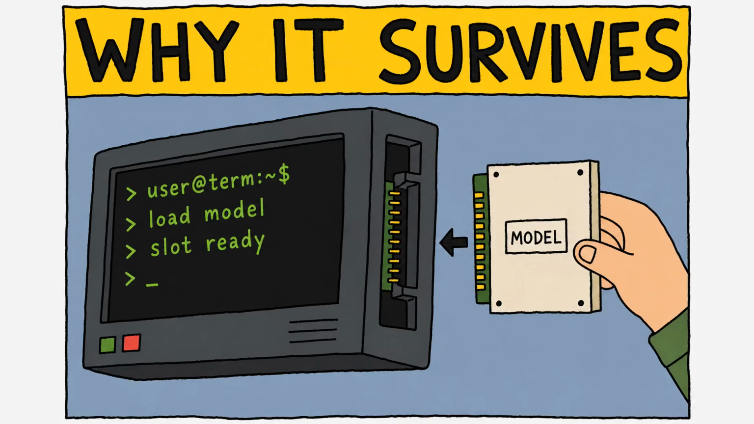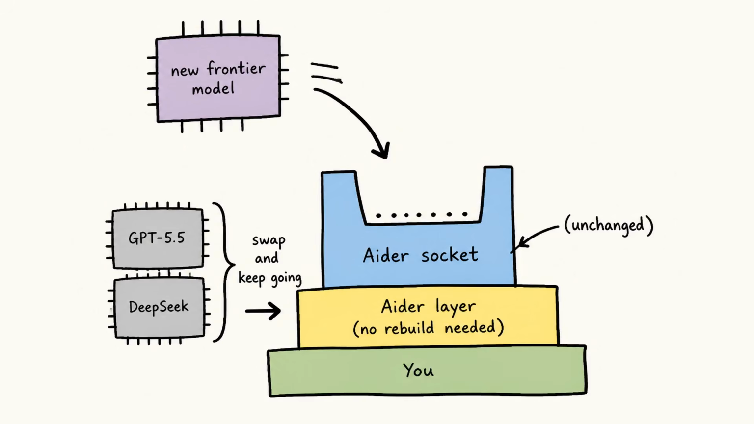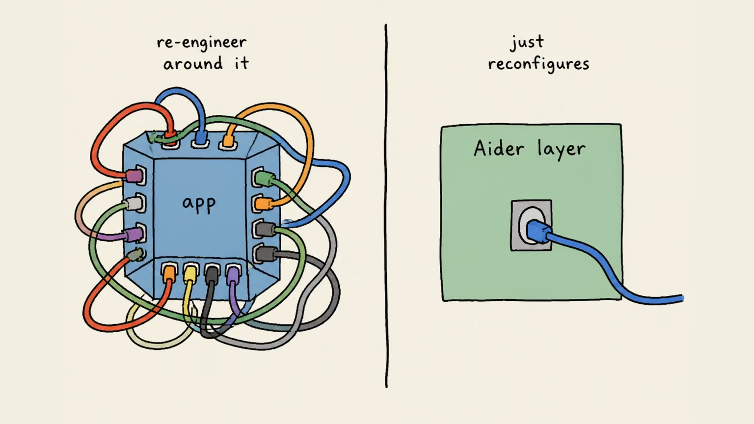Put those pieces together and you get the answer to why Aider outlasts every model launch. Because the model is just an input, nothing inside Aider had to be rebuilt when a new frontier model dropped. GPT ships a new version, someone releases a cheaper open model, you swap it in and keep going. No architectural overhaul. The tool that other apps had to re-engineer around, Aider just reconfigures. And there's a scoreboard for exactly this.